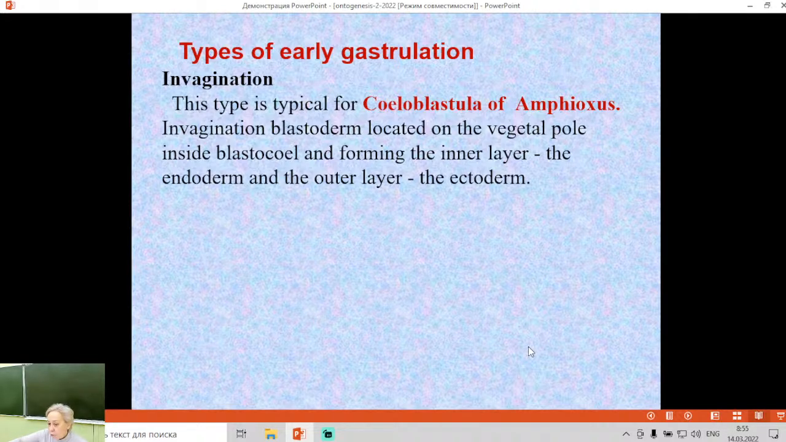Types of early gastrulation, that is, types of formation of ectoderm and endoderm. The first type is invagination. This type is typical for coeloblastula of amphioxus. In invagination, the blastoderm located on the vegetal pole goes inside the blastocoel, forming the inner layer, the endoderm, and the outer layer, the ectoderm.